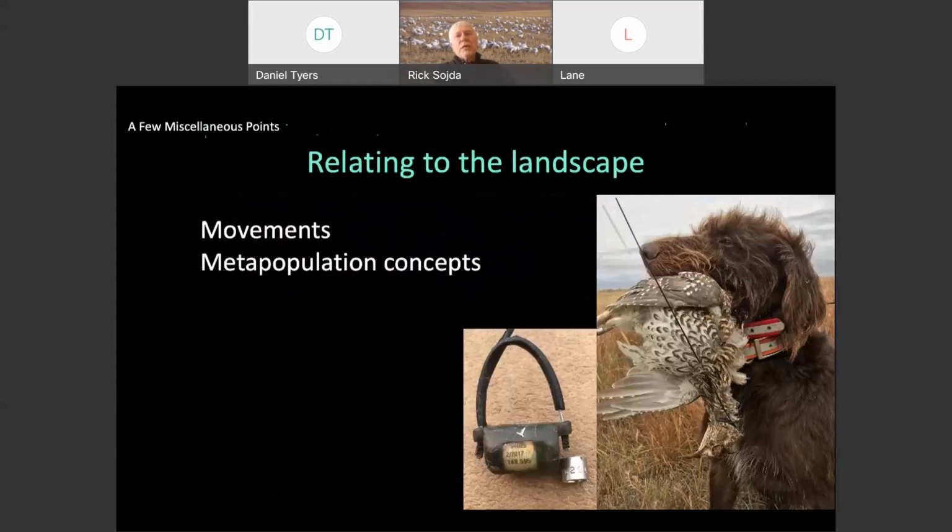A few miscellaneous points. We'd like to be able to relate a lot of this nesting stuff and numbers to habitat and to landscapes. Really, there haven't been very good modern landscape studies done on pheasants. We're lucky here at Montana State that Lance McNew in Animal and Range Sciences has done some outstanding work with his students on sharp-tailed grouse, looking at movements and metapopulation concepts. And hopefully we'll see some more of that. It would be just awesome if we could finally start to see that kind of work in the Western US on pheasants. It would teach us an awful lot.